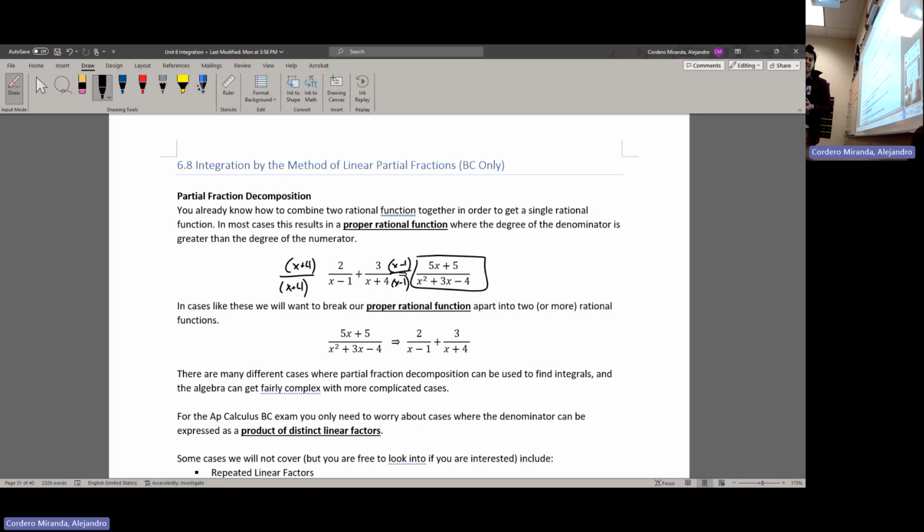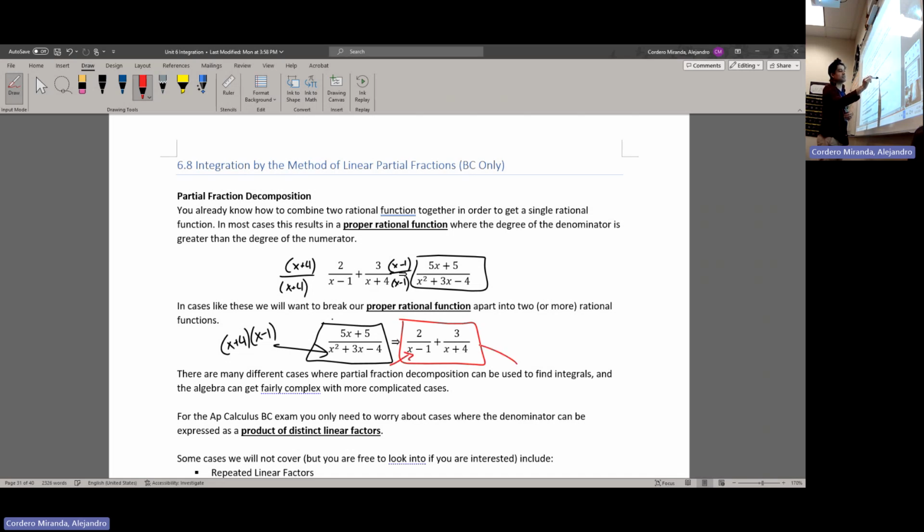But what partial fraction decomposition says is that it works backwards as well. If you start at the combined fraction and factor the denominator into x plus 4 and x minus 1, then partial fraction decomposition says you can break down this big fraction that I circled in black into these two fractions, where each factor gets its own fraction.